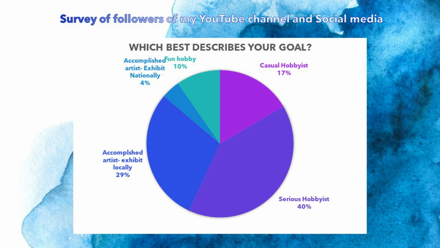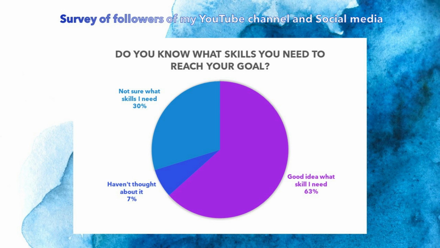When asked what best described their goal, 40% said serious hobbyist, 29% said an accomplished artist who exhibits locally, 17% said casual hobbyist, and then smaller portions said fun hobby or an accomplished artist who exhibits nationally. When asked, do you know what skills you need to reach your goal, 63% said they had a good idea what they needed, and 30% weren't sure what skills they needed, and then a smaller group said they hadn't thought about it.